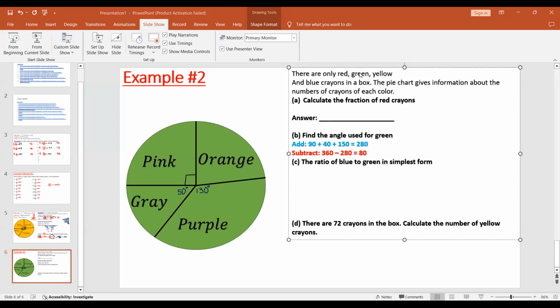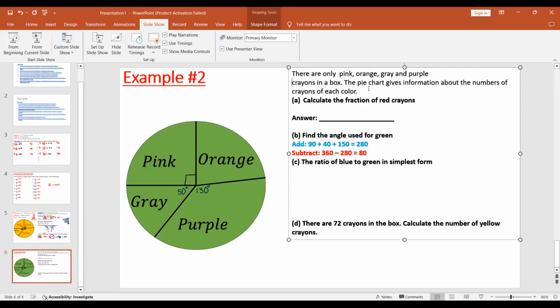Okay, so there are only pink, orange, gray, and purple. So pink, orange, gray, purple. Crayons in the box.